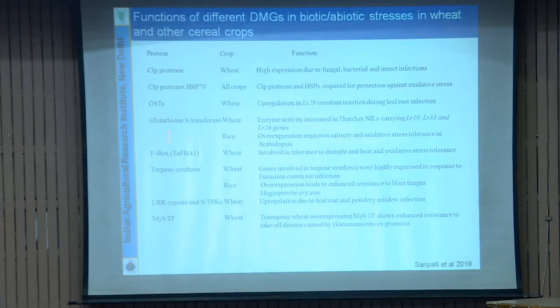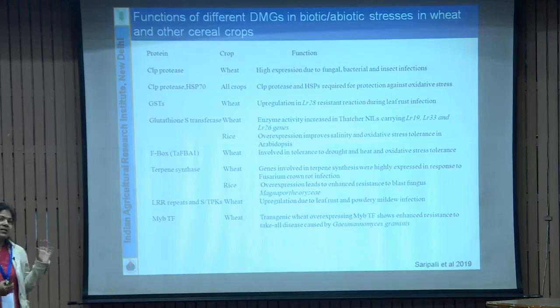This slide shows a few genes which are actually known to play a role in defense or resistance, and they were found to be differentially methylated in response to leaf rust resistance, like CLP protease. It is already known in case of fungal, bacterial and insect infections. Glutathione transferases are already known in case of salinity and other oxidative stress. Terpene synthase is already known in case of fusarium crown rot. Similarly, these transcription factors are already known in case of powdery mildew and leaf rust infection.